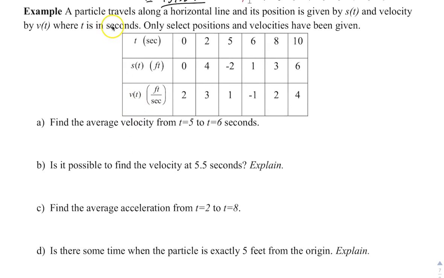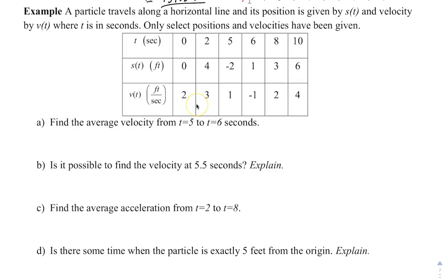So that last one's going up and down, so it's a vertical motion. Now we're going to have a horizontal motion. In this example, a particle travels along a horizontal line, and its position is given by s of t and velocity by v of t, where t is in seconds. Only selected values have been given. Let's find the average velocity from 5 to 6.